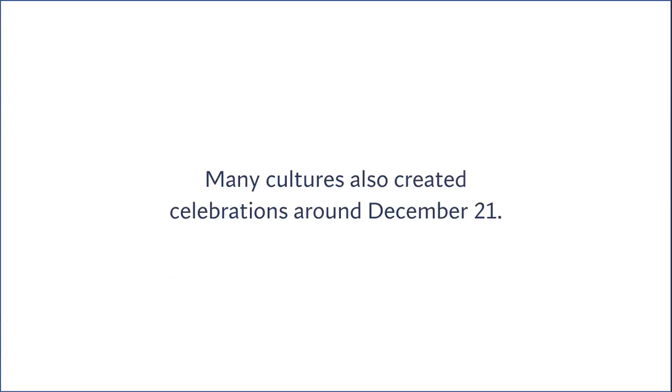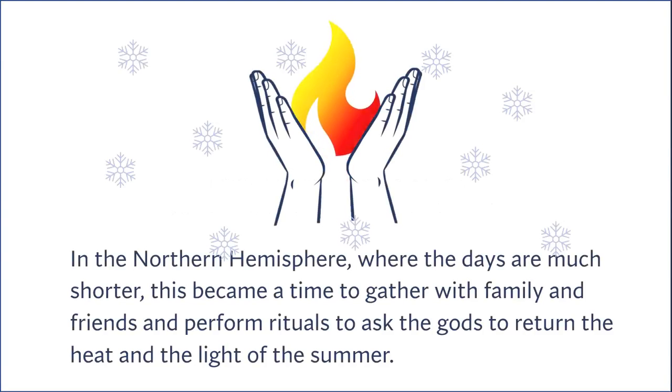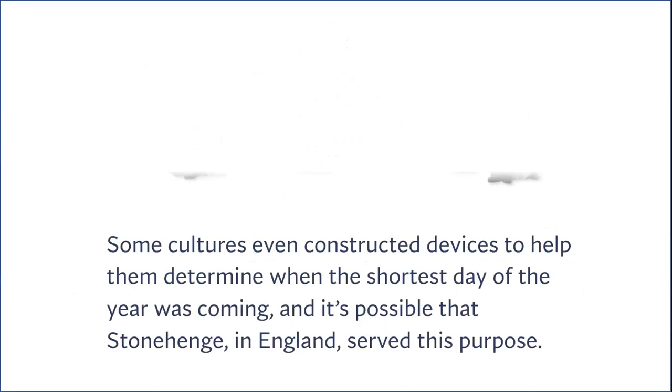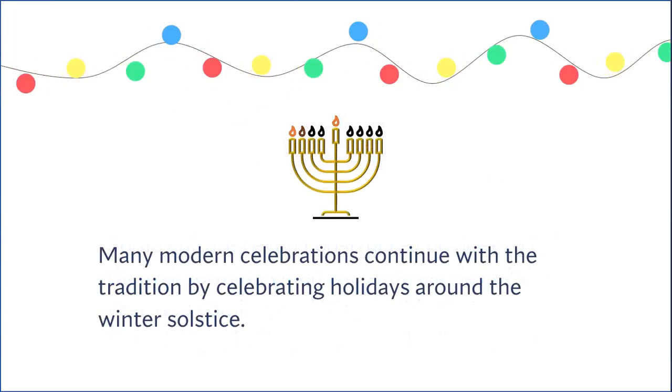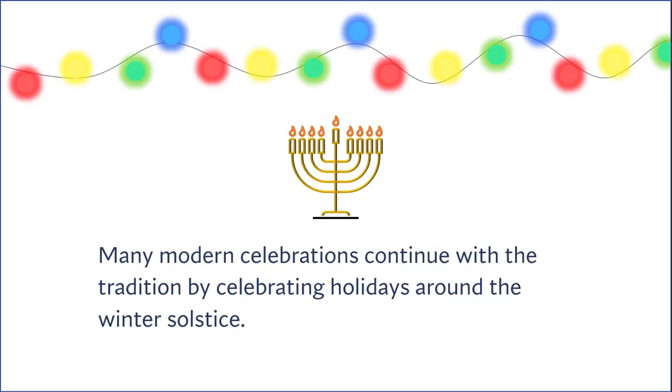Many cultures also created celebrations around December 21st. In the Northern Hemisphere, where the days are much shorter, this became a time to gather with family and friends and perform rituals to ask the gods to return the heat and the light of the summer. Some cultures even constructed devices to help them determine when the shortest day of the year was coming. And it's possible that Stonehenge in England served this purpose. Many modern celebrations continue with the tradition by celebrating holidays around the winter solstice.